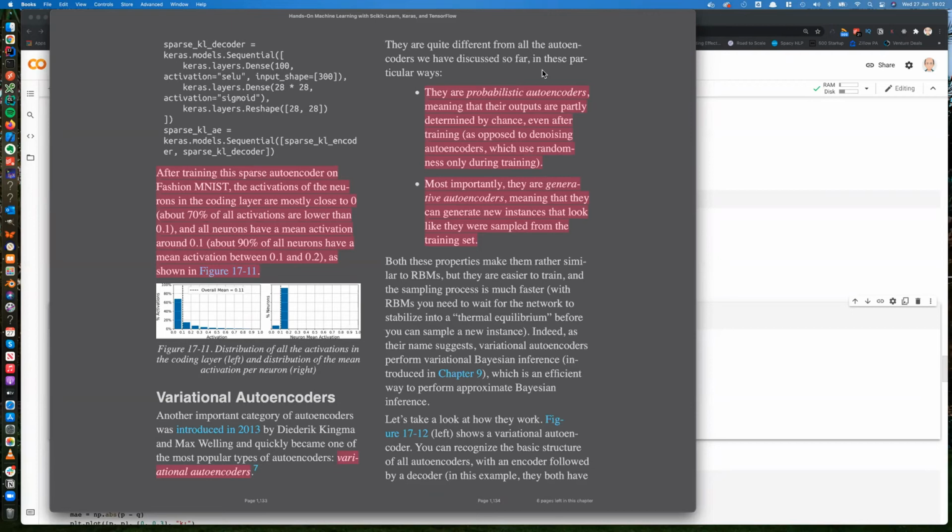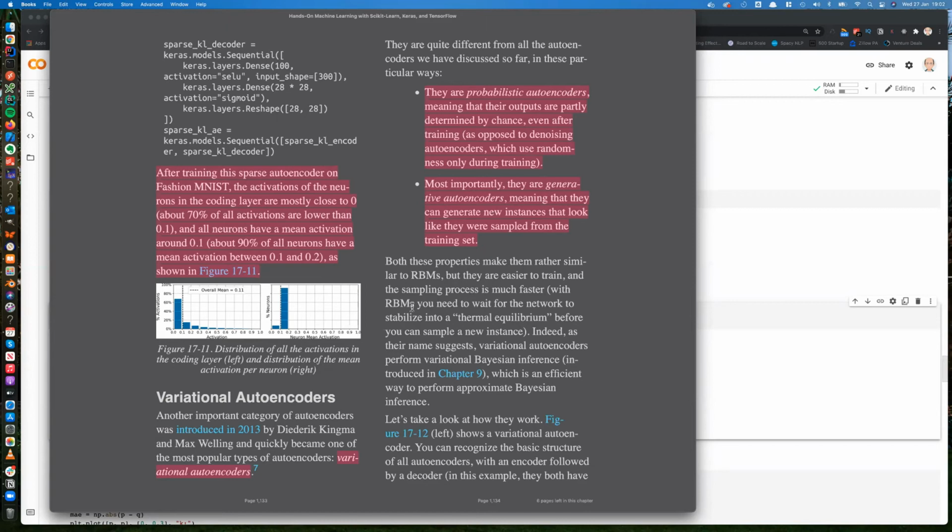They are probabilistic autoencoders, meaning that their outputs are partly determined by chance, even after training, as opposed to denoising autoencoders, which use randomness only during training. And most importantly, they're generative autoencoders, meaning that they can generate new instances that look like they were sampled from the training set. Both these properties make them rather similar to restricted Boltzmann machines, but they're easier to train and the sampling process is much faster.